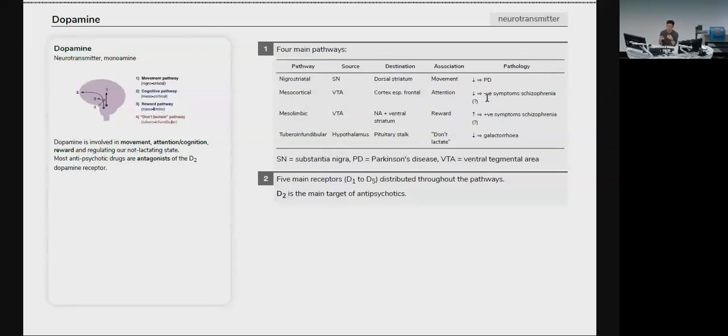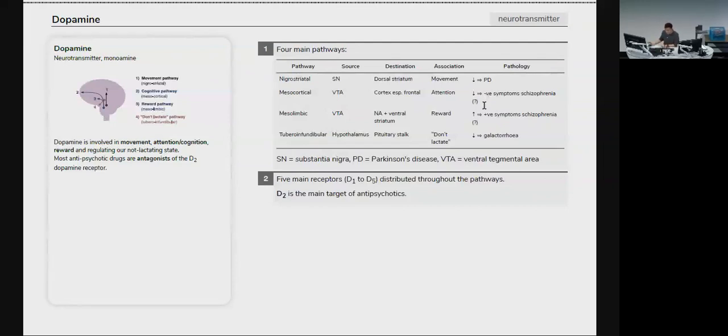So if you know those 4 basic functions of dopamine, you can think about how a dopamine blocker or a dopamine agonist might affect what symptoms you experience. We know from the nigrostriatal pathway, that's probably the pathway we're most familiar with because it's the pathway that's affected in Parkinson's disease. And if you have a lack of dopamine activity in that pathway, you get Parkinsonism or Parkinson-like symptoms.